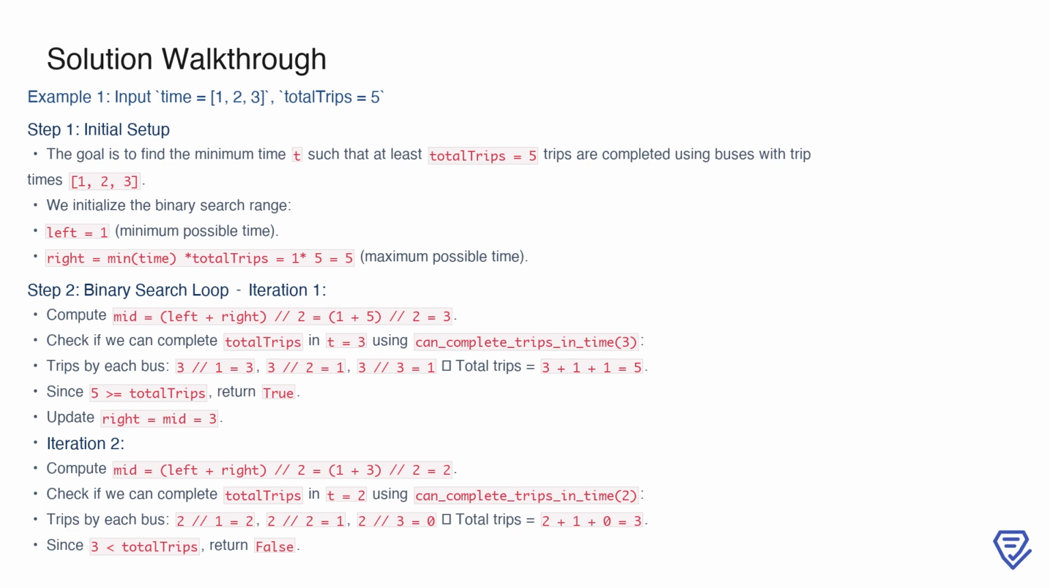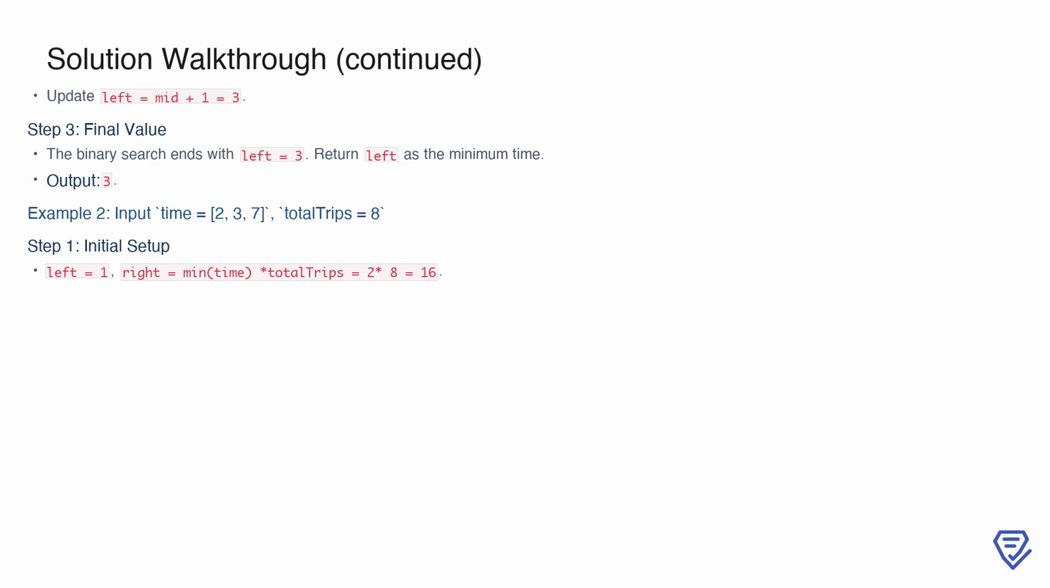In the second iteration, we recalculate mid as (1 + 3) / 2 equals 2. This time, we check if 5 trips can be completed in 2 units of time. The calculations yield 2 / 1 equals 2, 2 / 2 equals 1, and 2 / 3 equals 0, totaling only 3 trips, which is insufficient. Therefore, we update left to mid + 1 equals 3 and proceed with the search. When the binary search concludes, left and right converge at 3, indicating that the minimum time required to complete 5 trips is 3 units. This result is returned as the output.